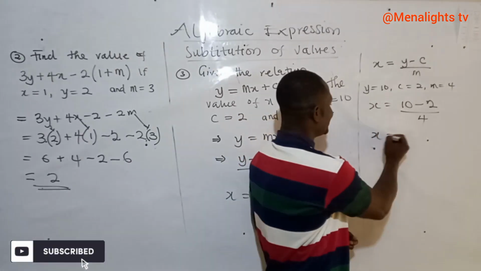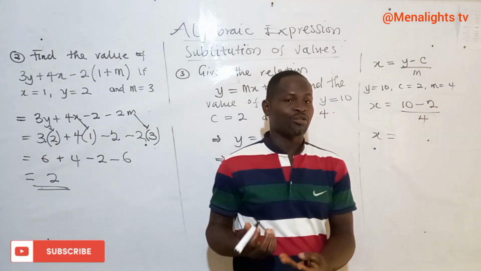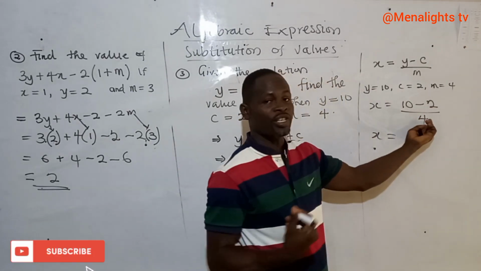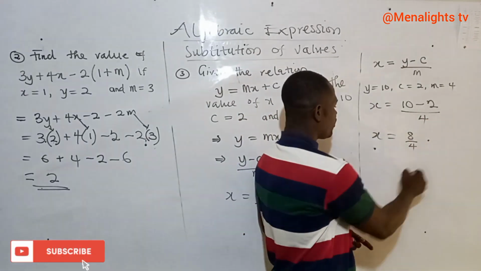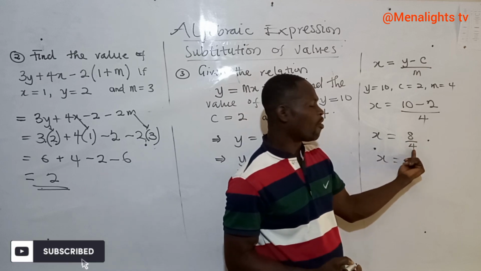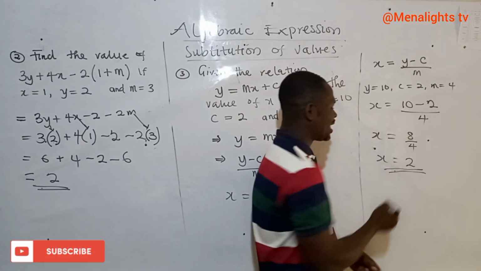So that means our x is equal to 10 minus 2, or 10 take away 2, we are left with what? 8. So the 8 divided by m, which is 4, so x is equal to 8 divided by 4, which will give us what? 2. So that means our final answer here is 2.